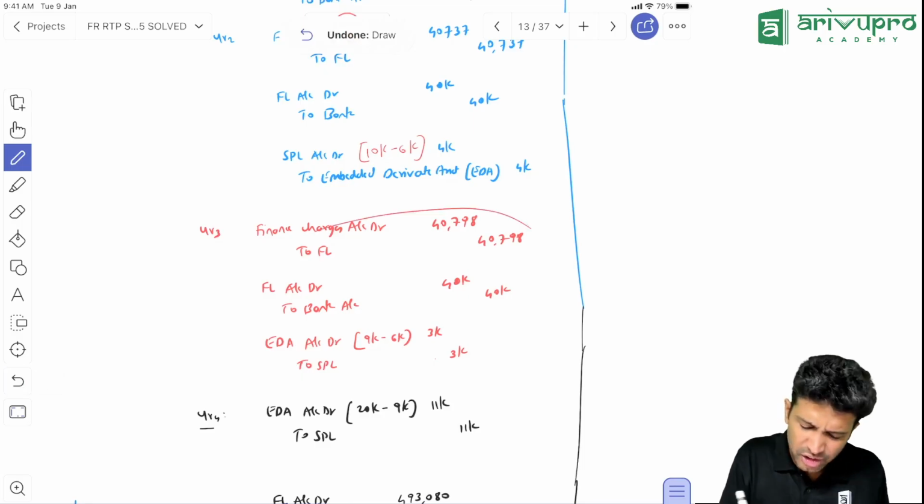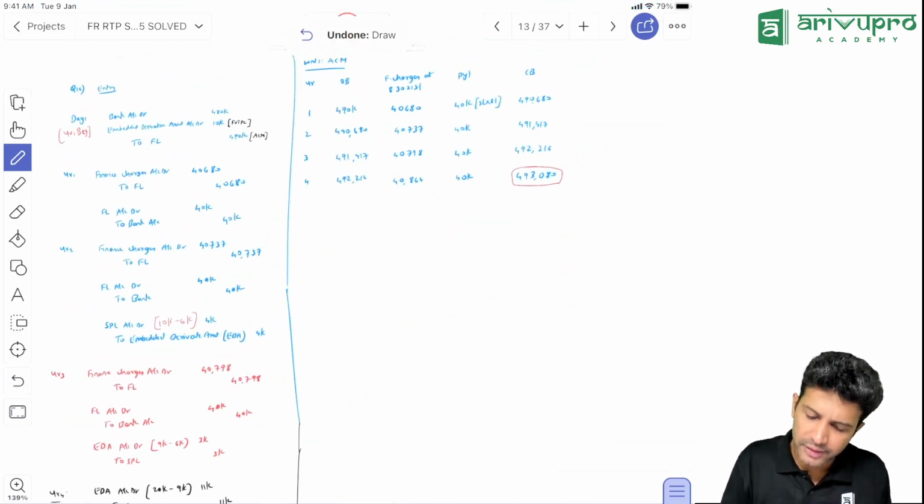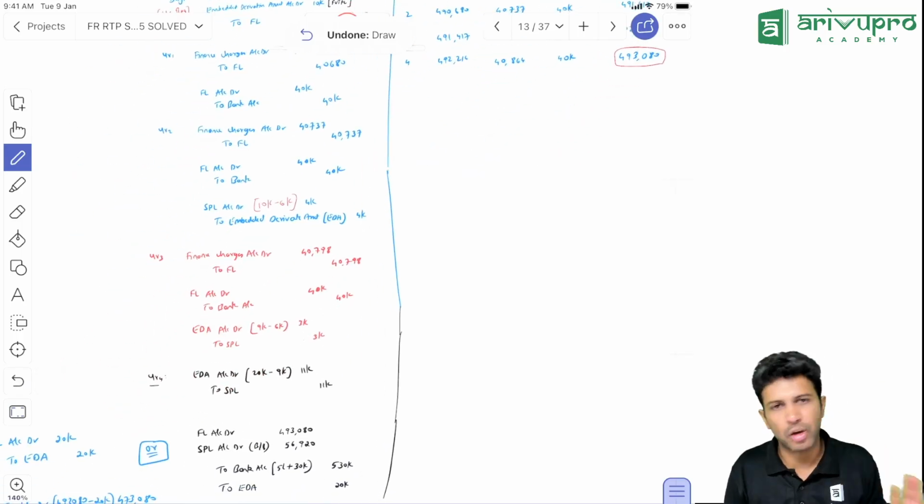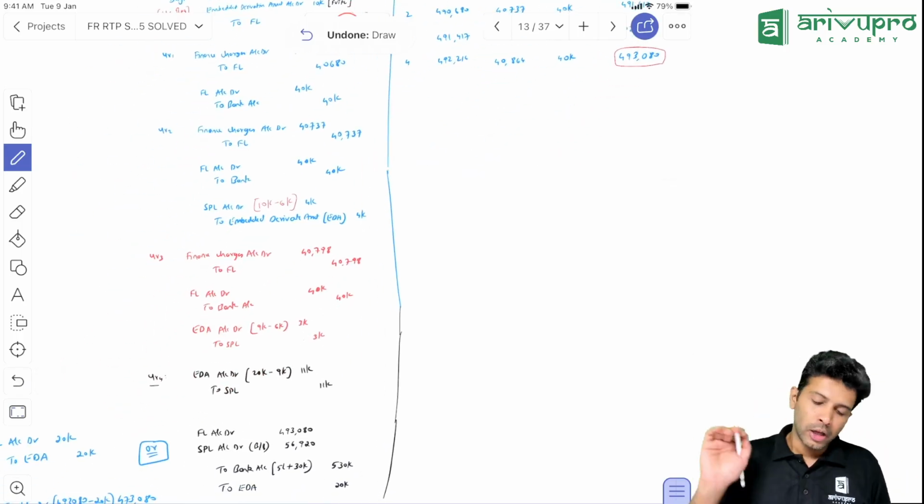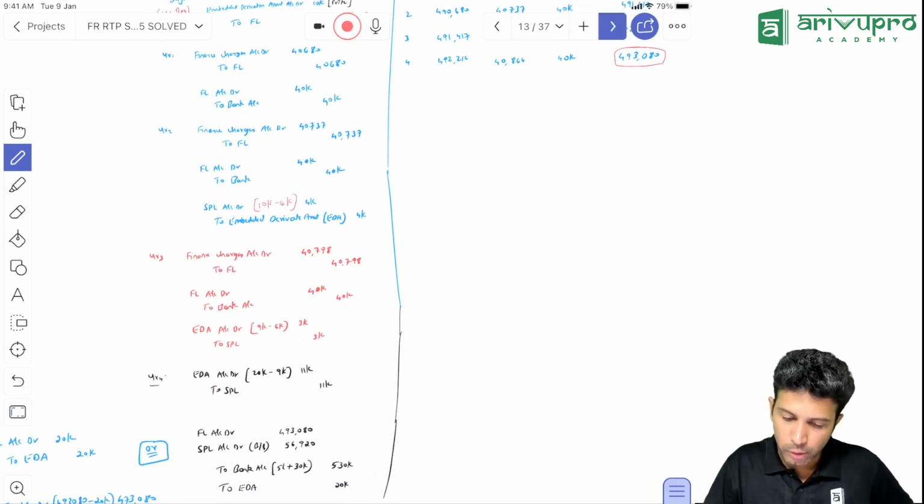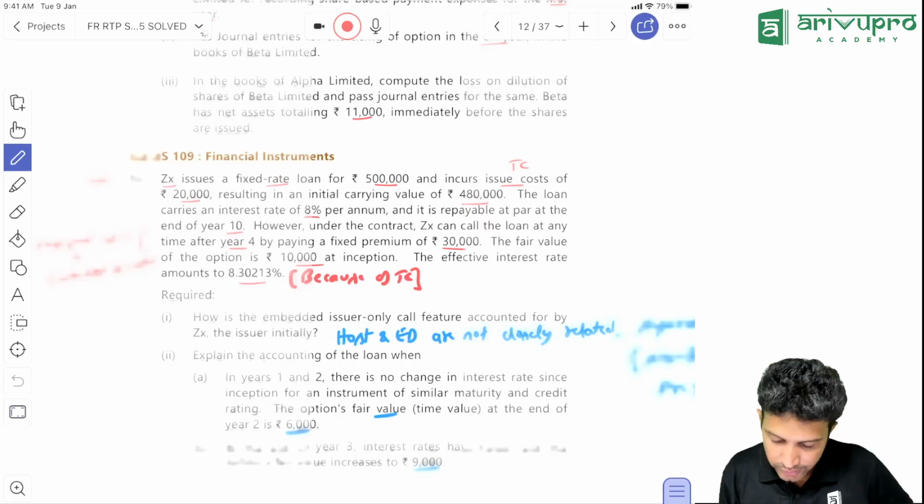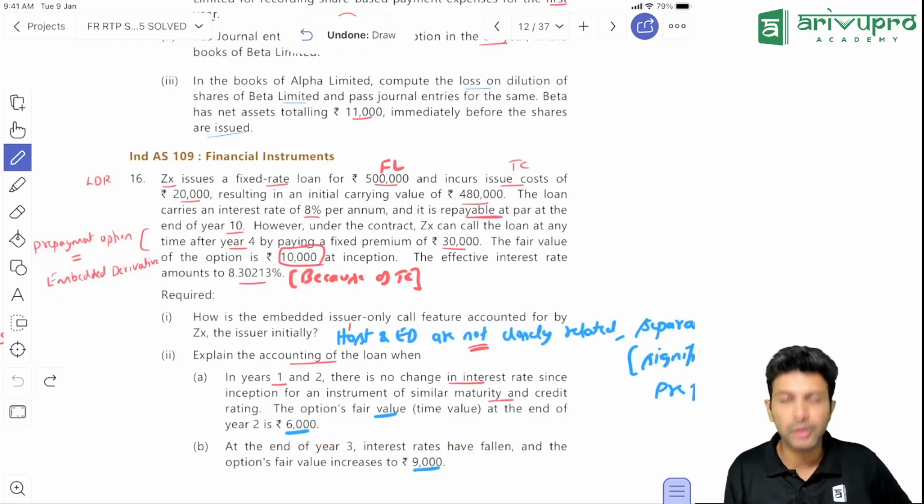This entry is your normal ACM table entry, third year's finance charges and third year's payment. That I've just copy pasted. Okay, now fourth year. Fourth year, what happened? One second. At the end of third year, the embedded derivative asset value is 9.